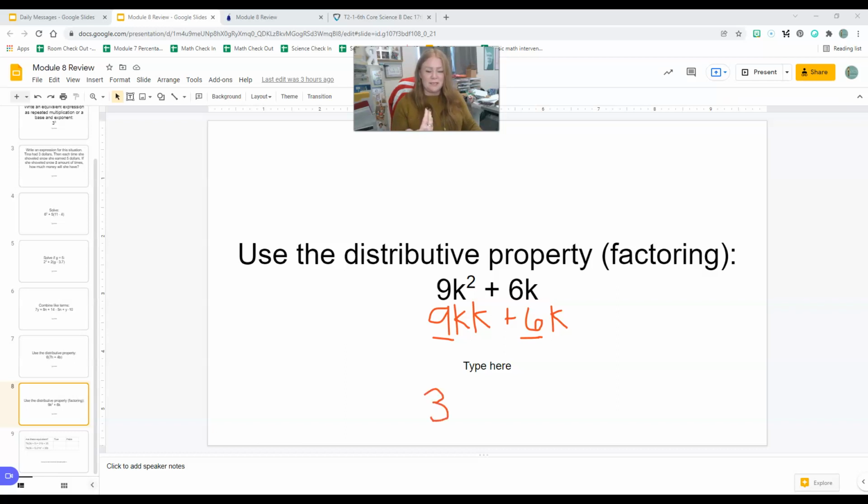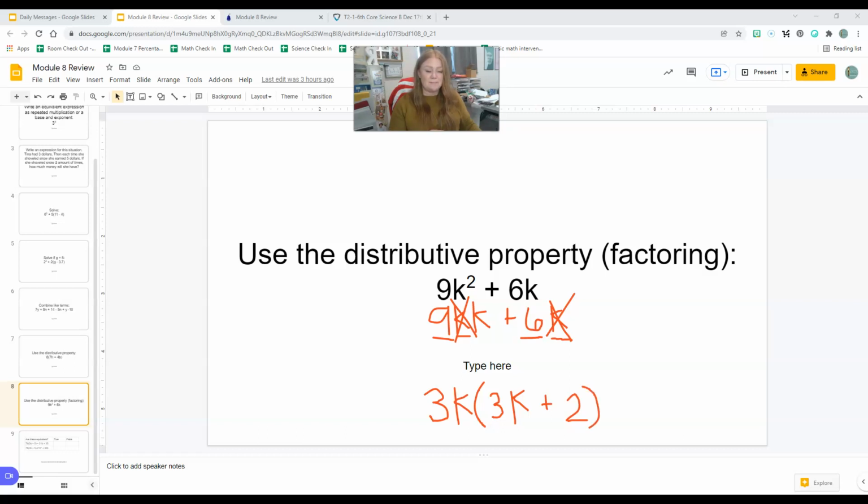Right, 3 goes in there. And do they have a variable in common? Yes, they do. They both have a K. So this one is done, and this K is gone. We can't use those anymore. So parentheses, 3 goes into 9 3 times with a K. We still have a K left. And then we're adding on, 3 goes into 6 2 times with no K.